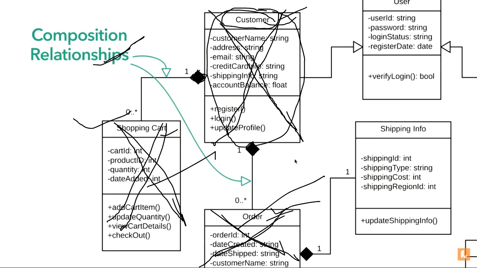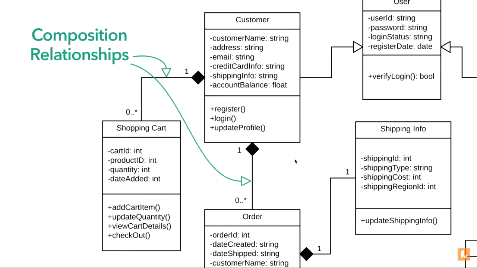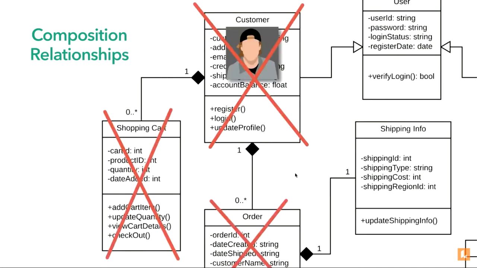अगर इसकी जगह एग्रीगेशन होता तो क्या होता? If this would have been aggregation, तो क्या होता? Even if you delete this customer, तब एग्जिस्ट करेंगे या नहीं ये दोनों? Will these two exist or not? Yes. If this would have been an aggregation, then if you delete the customer, the shopping cart and order would still have existed, right? But in case of composition, if you delete this customer, then automatically shopping cart and order will be deleted.